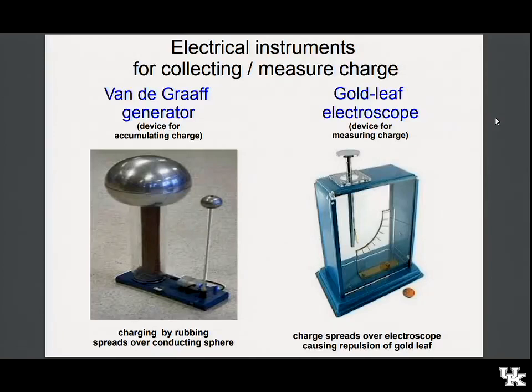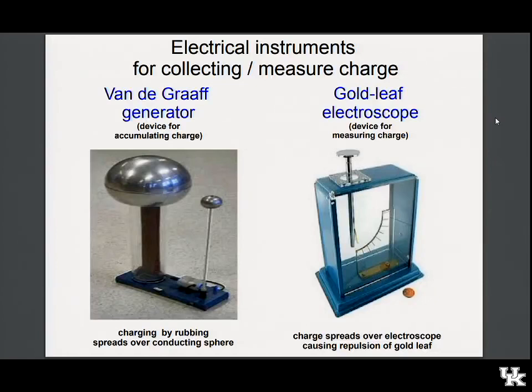The generator works by mechanically rubbing a strip of material across another material and accumulating that charge. The electroscope works by, if you deposit charge on the electroscope, it's made of conductors. The charge spreads out on the electroscope. There's a solid rod here, but there's also a gold leaf here, a very light metal here. And those two things will repel in a proportion that depends on the amount of charge. So it's a way of measuring charge from the deflection of the gold leaf. And so these are two fundamental devices.